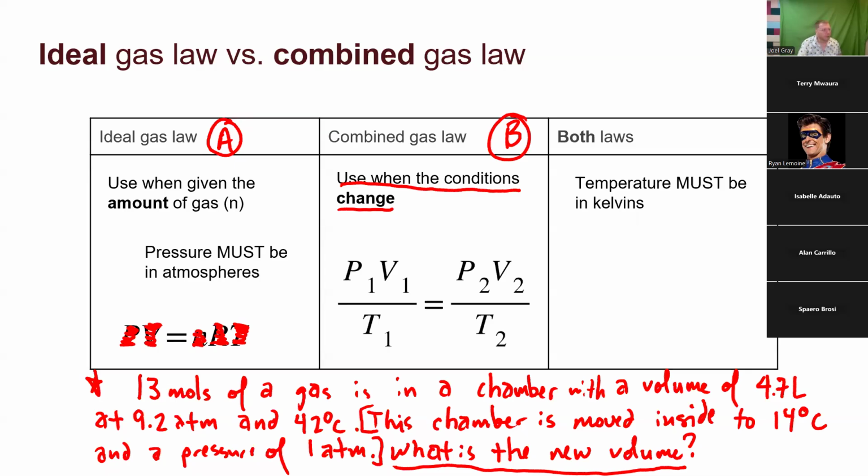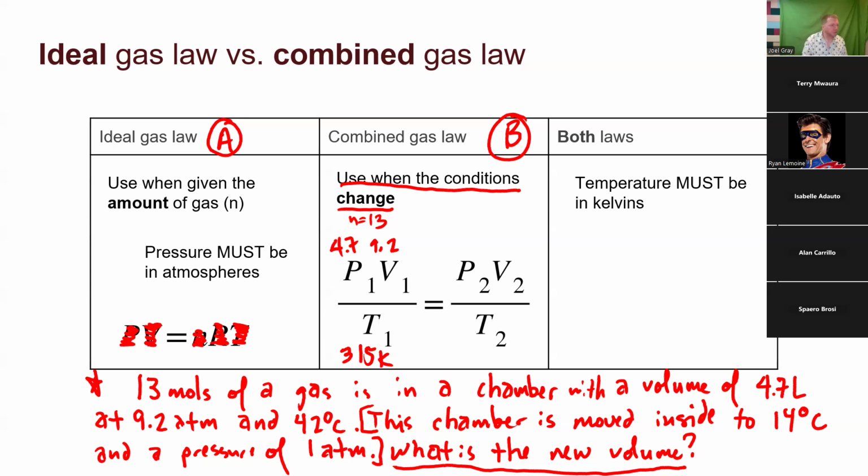Now let's look at the combined gas law. 13 moles of a gas is in a chamber with a volume of 4.7 liters, so 4.7. And I don't know necessarily if I'm going to use this. I've also got n equals 13. So volume is 4.7, pressure is 9.2, and temperature is, I'm going to convert that from 42 degrees Celsius to 315 Kelvin.